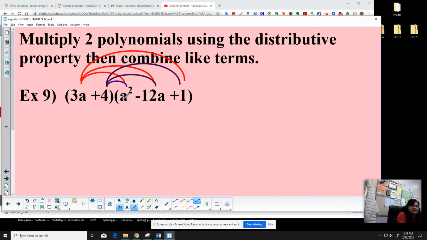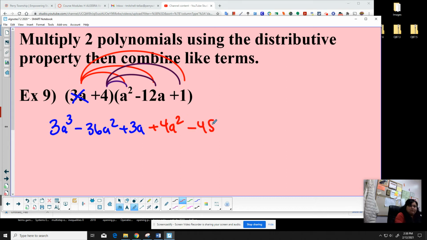So 3a times a squared would be 3a cubed. 3a times negative 12a would be negative 36a squared. And 3a times positive 1 is positive 3. So I'm done with this one. Okay, so now I'm going to do this back one. So 4 times a squared is positive 4a squared. Positive 4 times negative 12a is negative 48a, and 4 times 1 is 4.